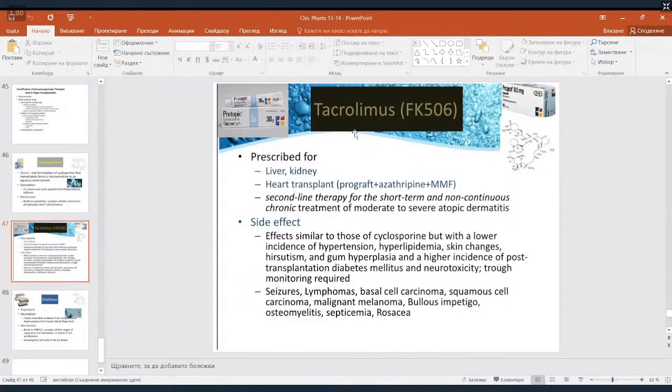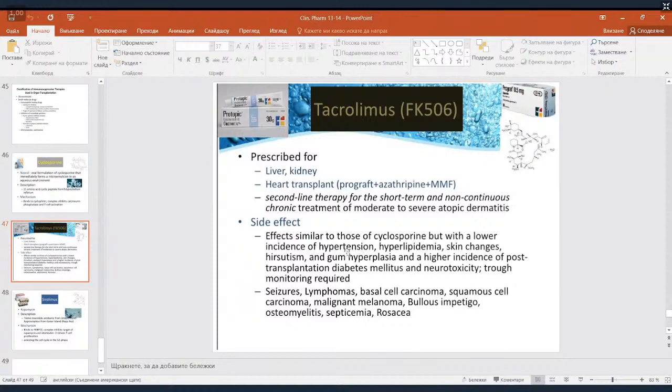And tacrolimus actually replaced cyclosporin in liver and in kidney transplantation because it has relatively less adverse drug reactions as compared to cyclosporin. So this is very important. That's why tacrolimus is nowadays the first-line therapy for liver and kidney transplants. And adverse drug reactions are similar to cyclosporin, but they are less. So this we need to really underline.